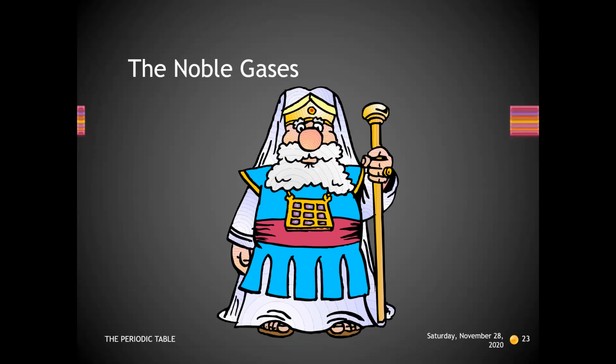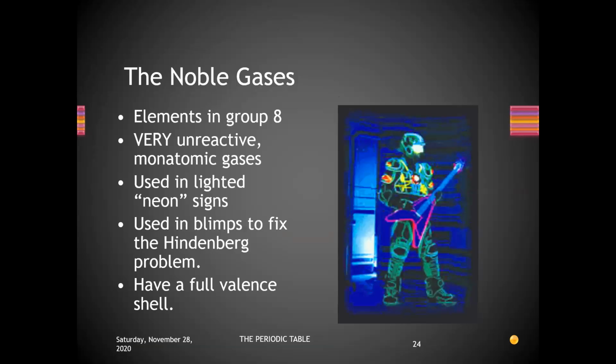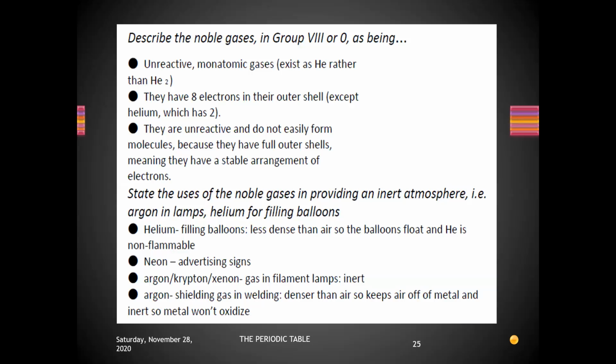Then we have the noble gases, or group 8. Group 8 elements have a complete outer shell, so they're unreactive. You can see how they exist. Group 8 is also known as group zero. They're unreactive and exist as monoatomic gases. Helium, neon, argon, xenon, these are all monoatomic gases.